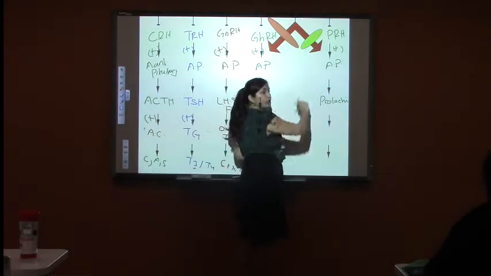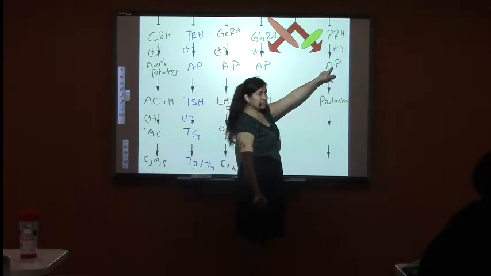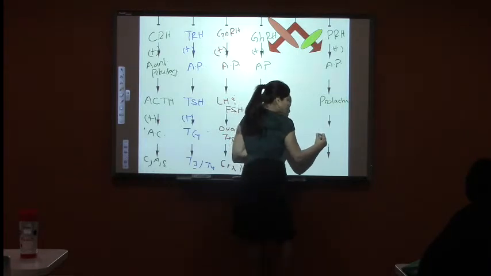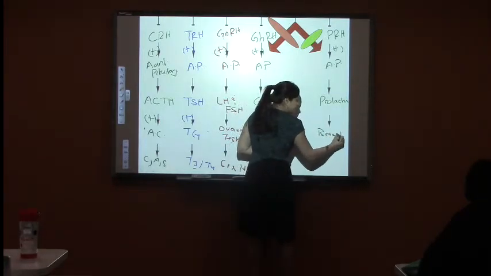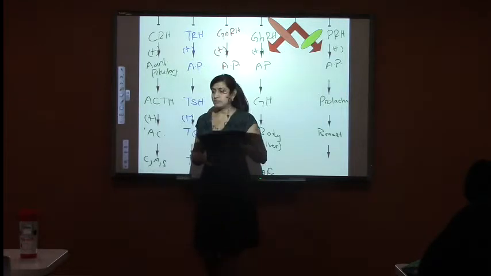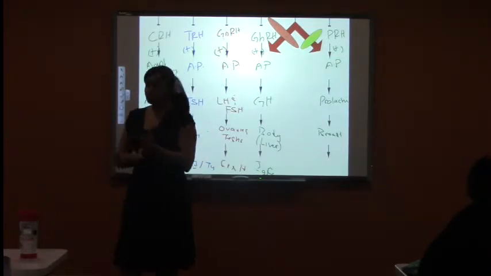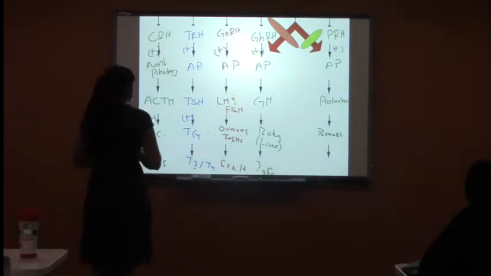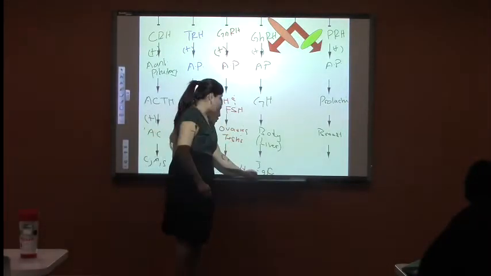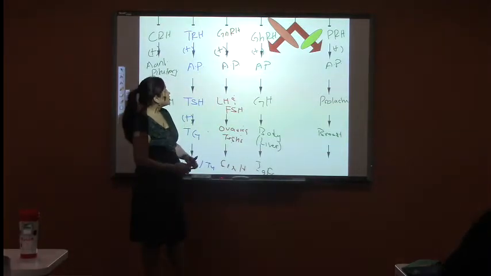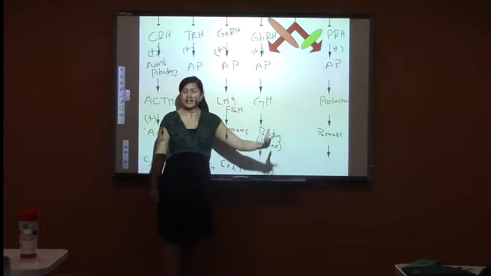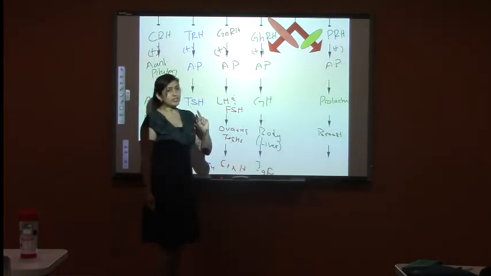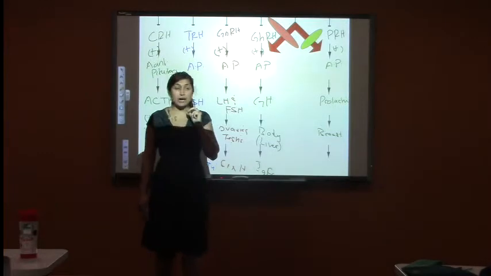So PRH, prolactin releasing hormone, will travel to the anterior pituitary and stimulate it to release prolactin. Now prolactin will travel to the breast. Okay? That's all I'm getting into in detail. Now, coming back to the inhibitory hormones, okay? As you can see, these 5 hormones stimulate the anterior pituitary to release something else in turn. There are 2 inhibitory hormones which are secreted by the hypothalamus.